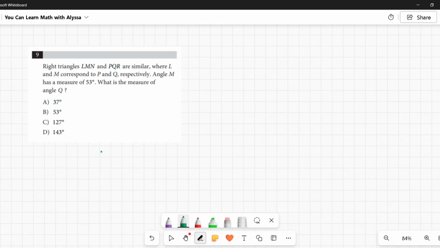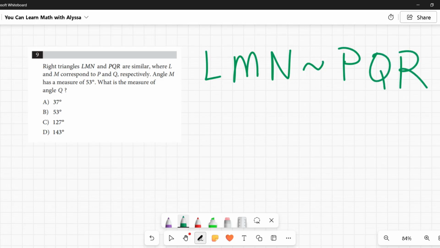Number 9. Right triangles LMN and PQR are similar, where L and M correspond to P and Q respectively. Okay, so they've actually given it to us in the correct similarity statement. They've said LMN and PQR are similar, but they didn't write it like this, so we might not be 100% sure. Does L correspond to P?